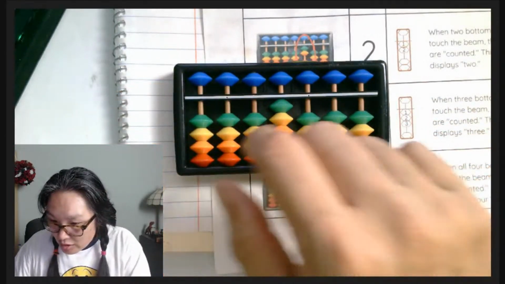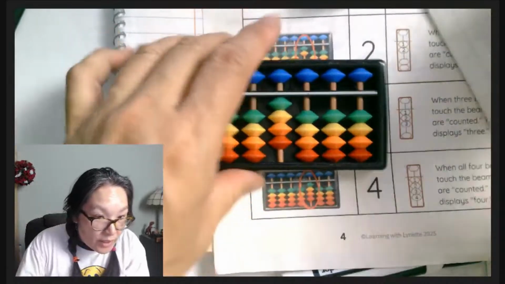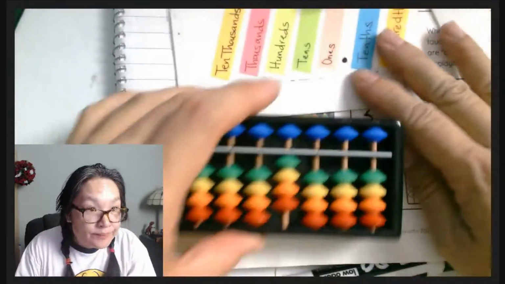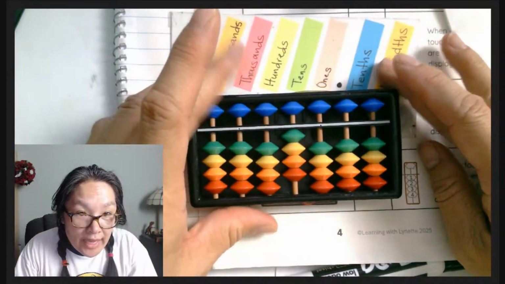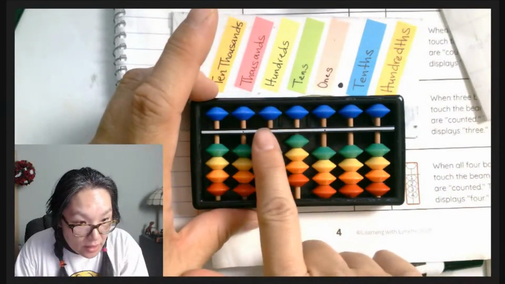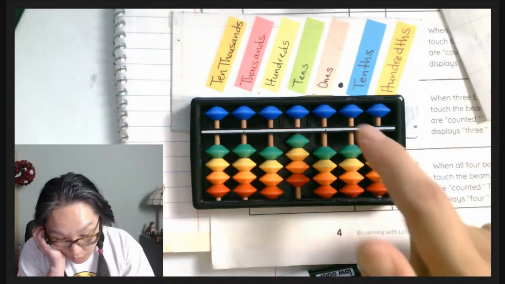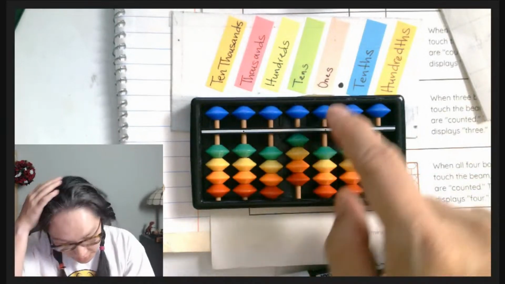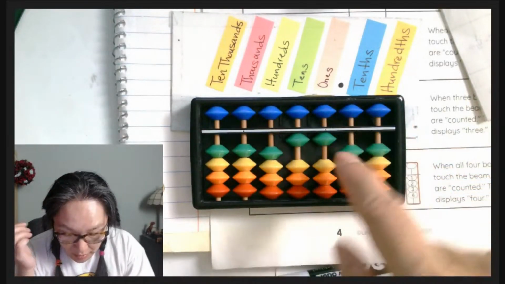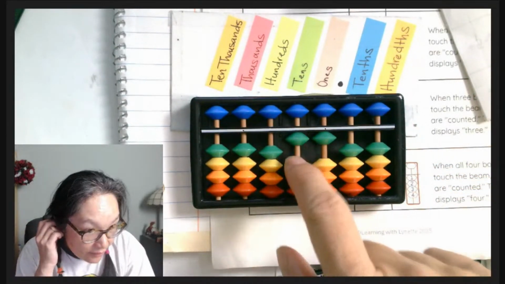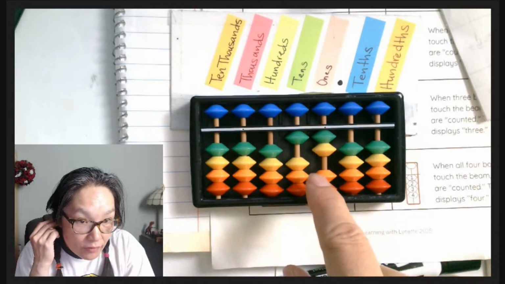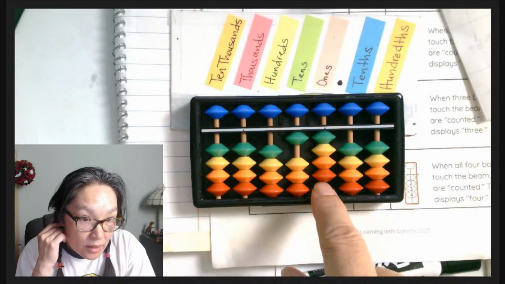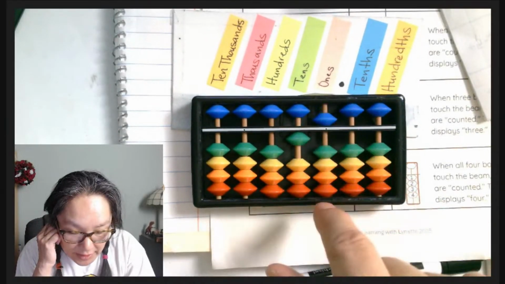So every column is a place value. When we look, we have our ones, our tens, our hundreds, our thousands, our 10,000s. When we have 40, this is what 40 looks like. We have 4 tens. Just as this would be 11, then this is 12, this is 13, this is 14, and then after 14, we have 15.